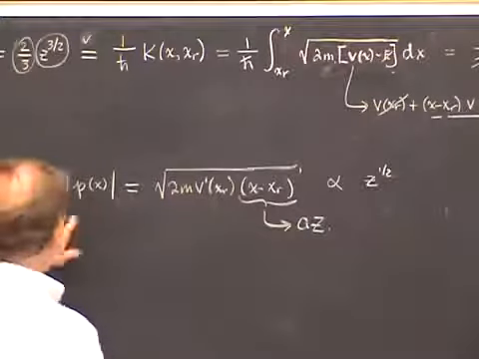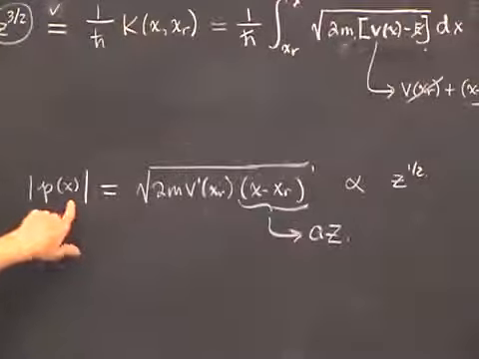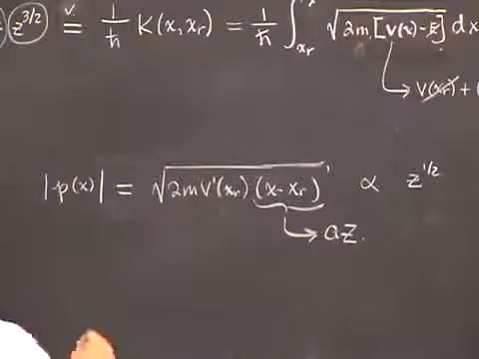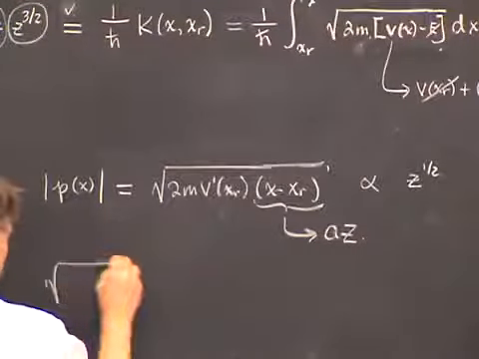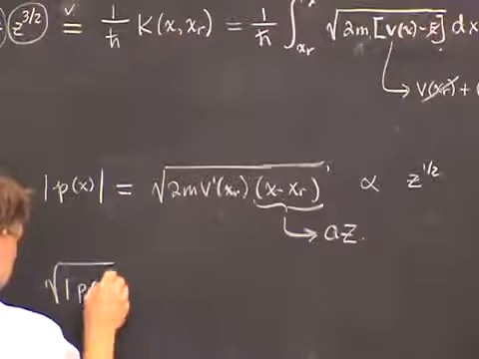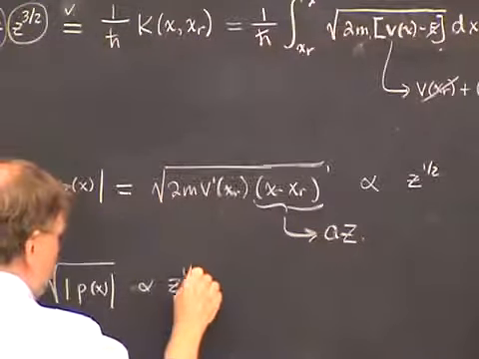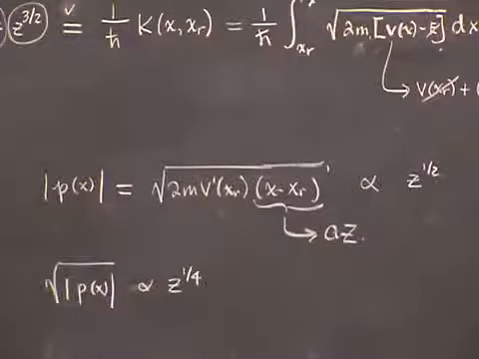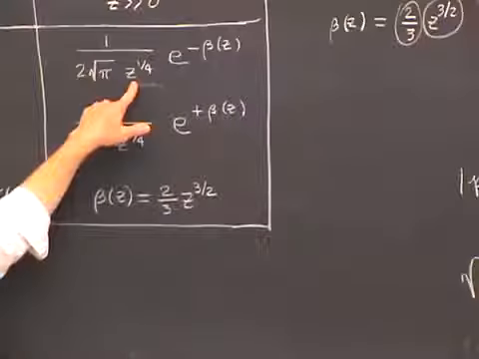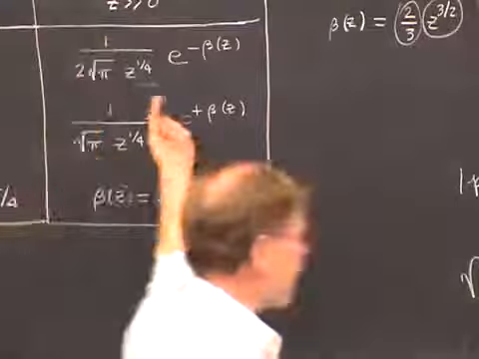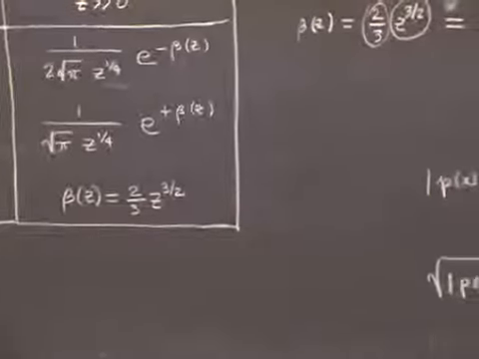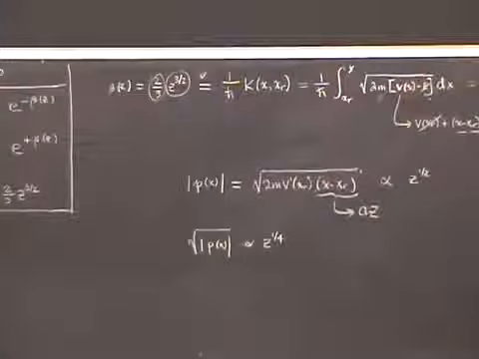But this is not the amplitude. What actually appears in the amplitude is the square root of this down in the denominator. So what we get is the square root of the absolute value of p of x. That is proportional to z to the 1/4 power. And that's exactly what comes out of the math books, z to the 1/4. So these asymptotic forms that appear in the math books are really WKB solutions. They don't tell you that, but that's what they are.